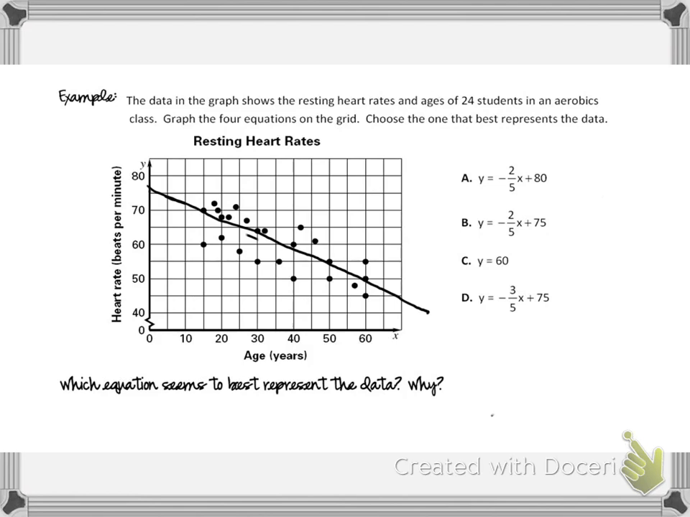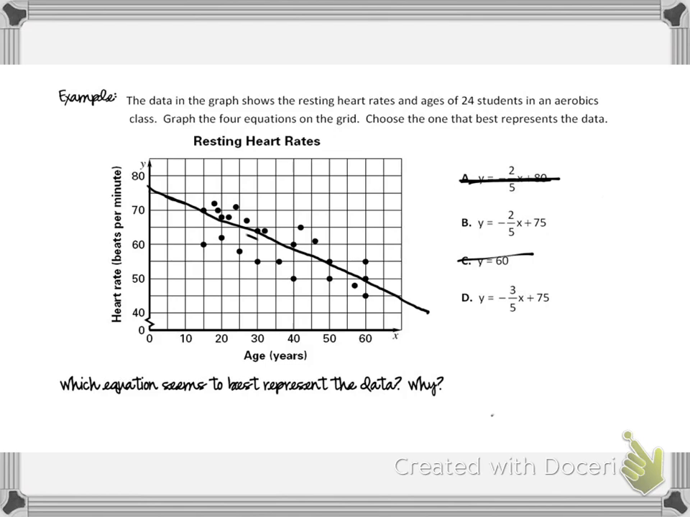So it can't be C. C is y equals 60, and that would just be a horizontal line through 60. And I really think that this doesn't go all the way up to 80, so it can't be A. Now, this one is really hard to figure out the slope. Really hard. They're both negative.